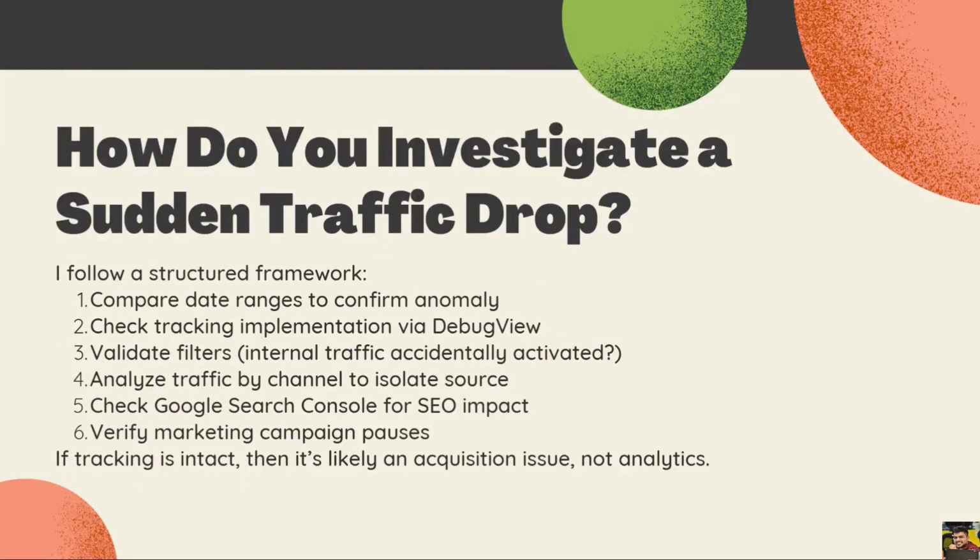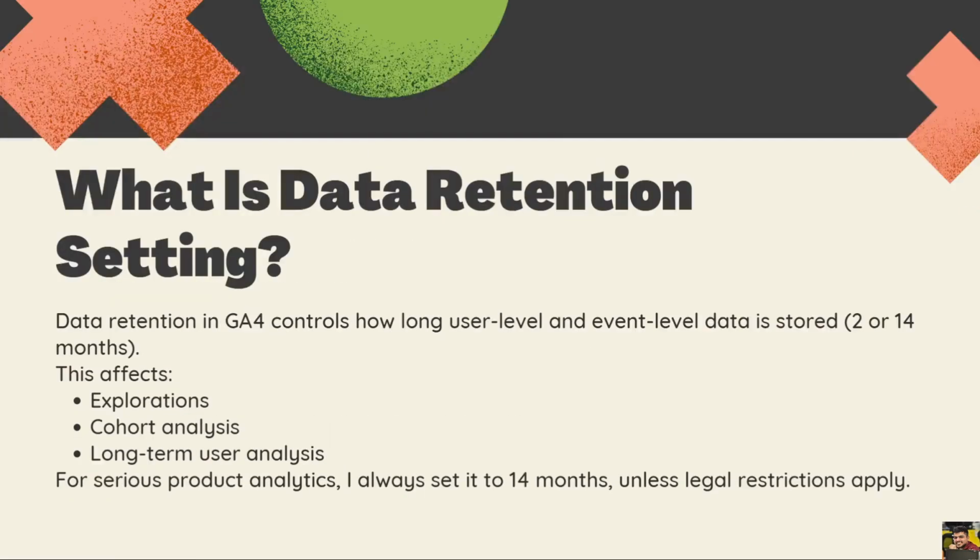How do you investigate a sudden traffic drop? I follow a structured framework: compare data ranges to confirm the anomaly, check tracking implementation via debug view, validate filters, check whether internal traffic was accidentally activated or not, analyze traffic by channel to isolate the source, check Google Search Console for SEO impact, verify marketing campaign pauses. If tracking is intact, then it's likely an acquisition issue, not analytics.